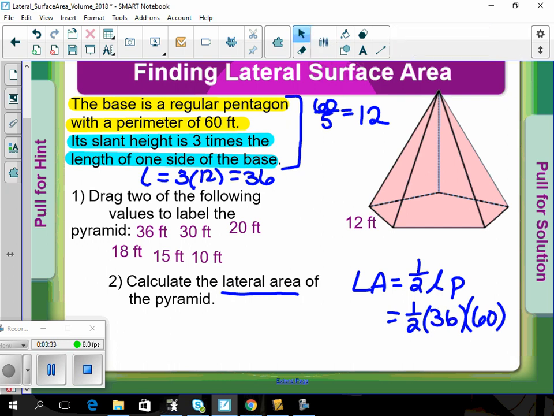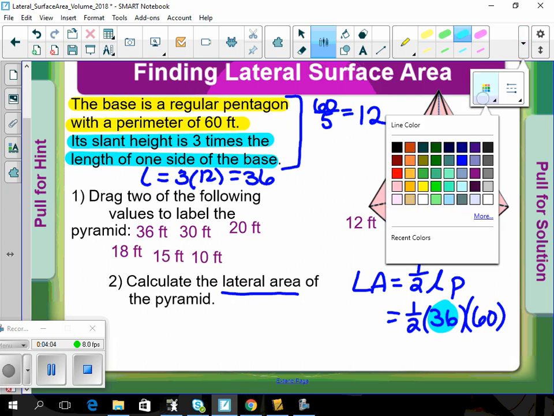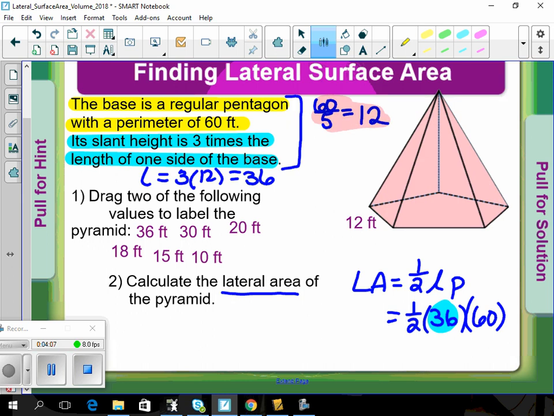How do we feel? Lost? Where'd I lose you? Five is the number of sides, exactly. So the slant height came from the blue sentence. 3 times, but we had to find one of the sides first. And so Ben said to find one of the sides, I don't know, I'll highlight it in pink. To find one of the sides, that's where the 12 came from. Okay?